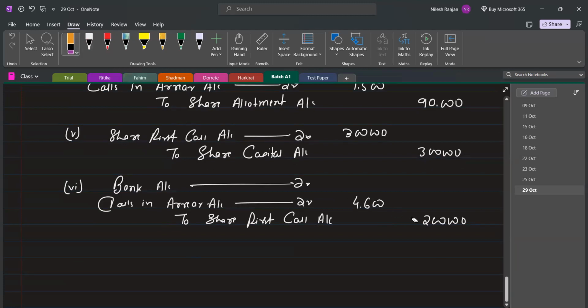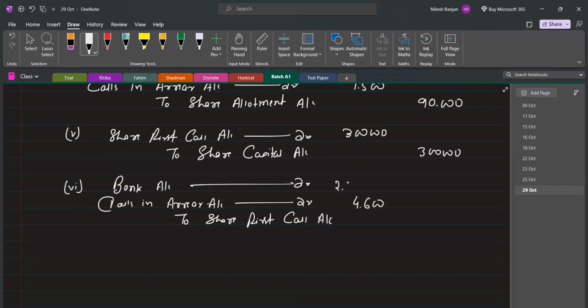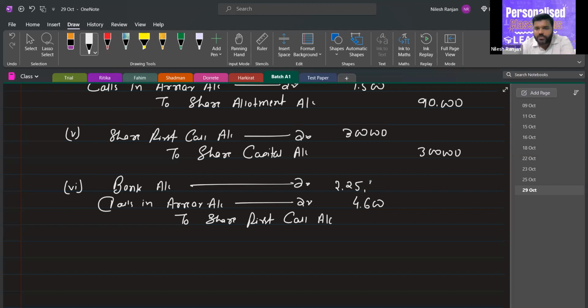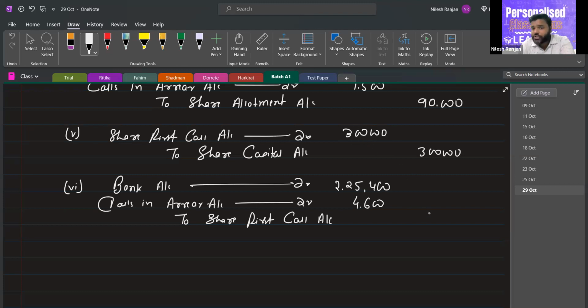So the bank account will be 2,30,000. No, sir, it will be 2,25,400. Yes. Because the total amount was 3 lakh and we have used 70,000 excess application money. So the first call should be 2,30,000 and there is calls in arrear of 4,600. That's why 2,25,400.